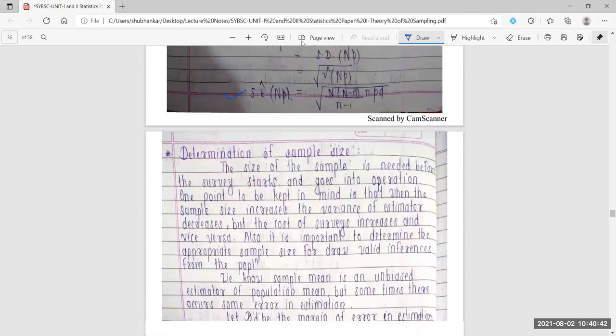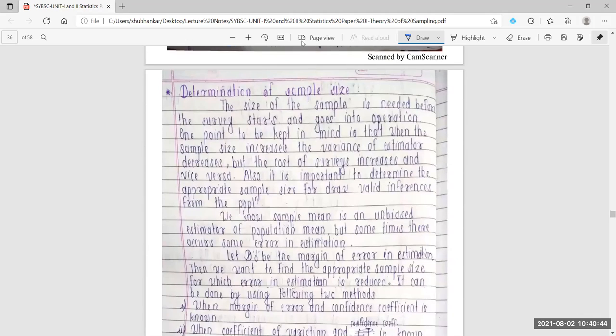So here the derivations and the introductory part of the theory of attributes are over, and the last point in Unit 1 is the determination of sample size.